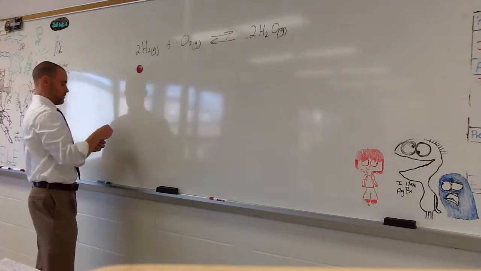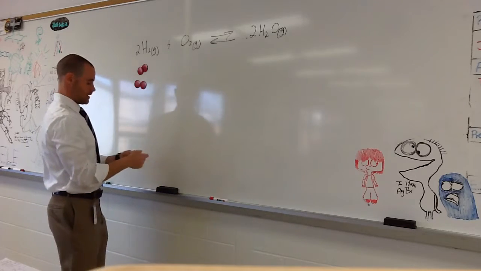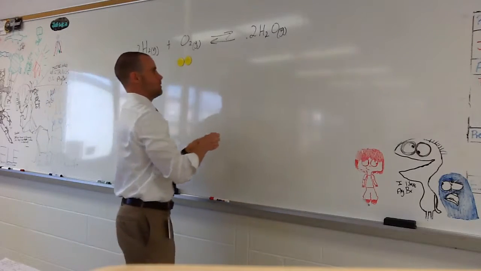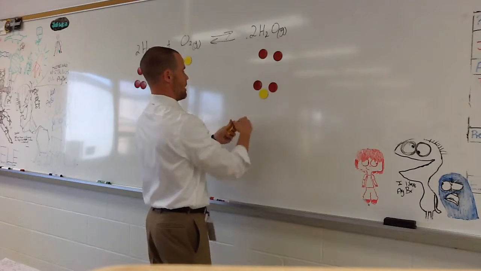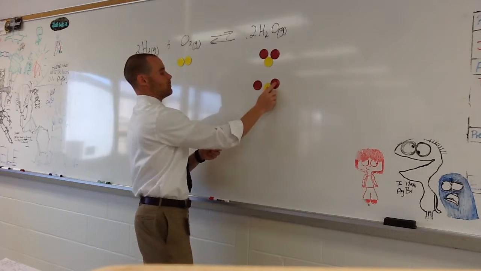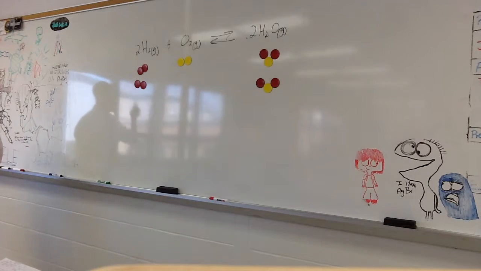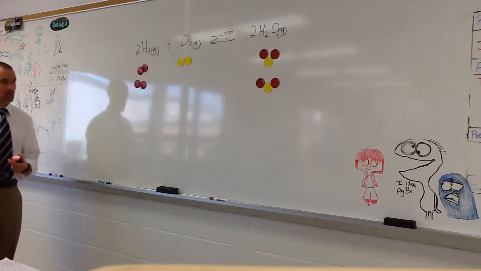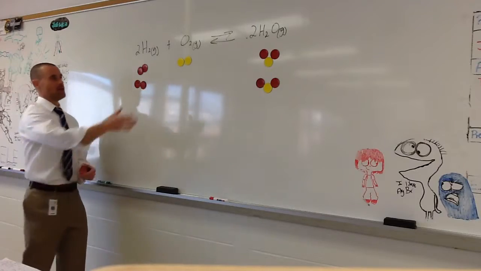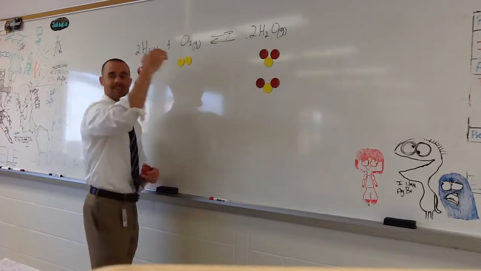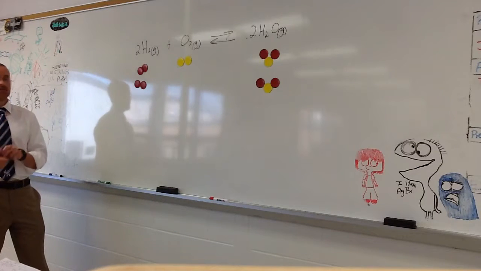Alright, so let's use the red and the yellow. We'll do red for hydrogen. So there's 2H2, and there's 1 O2, and we need 2 of these. Here's what happens. If this is at equilibrium, so I say the following reaction is at equilibrium, what does that mean? It means the rate of the forward is equal to the rate of the reverse. These are forming water at the exact same time water is breaking down into those two. They're occurring simultaneously.